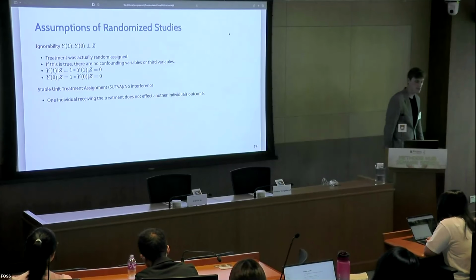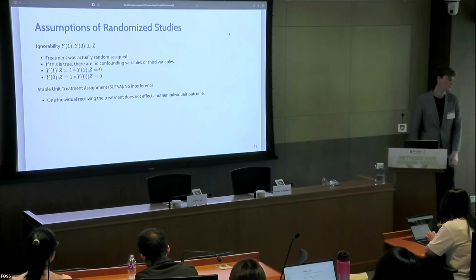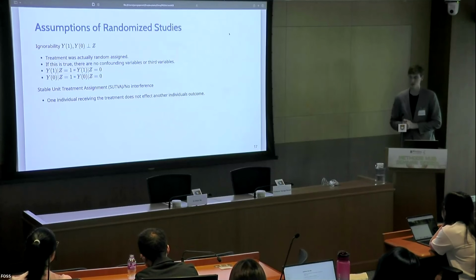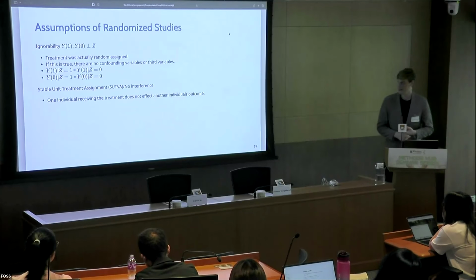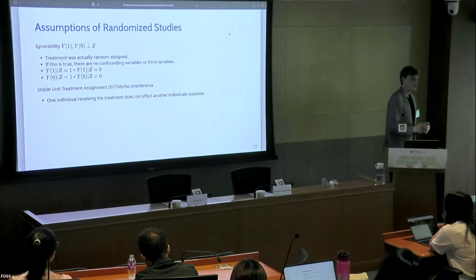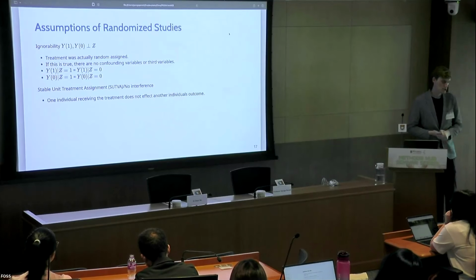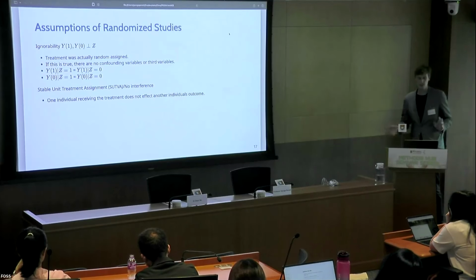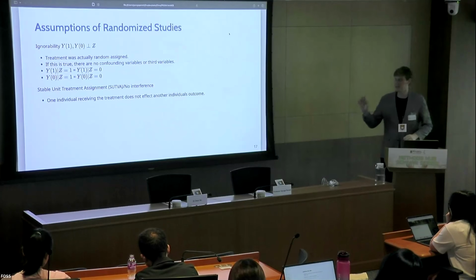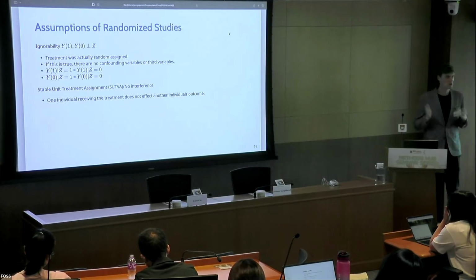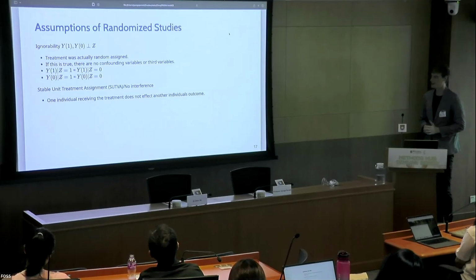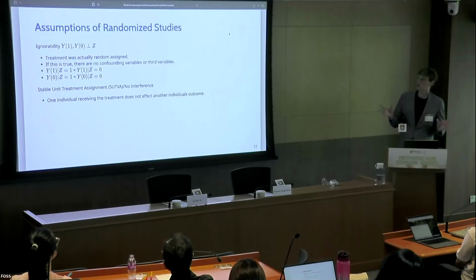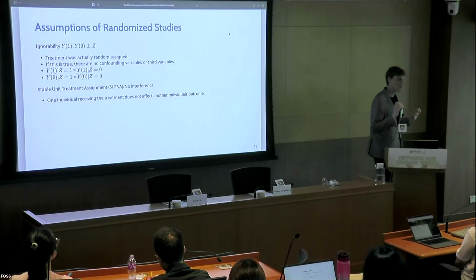Now, randomized studies, they're not assumption-free. We make a few assumptions in order to use this design and any models within it. The most important is called the ignorability assumption. What the ignorability assumption means is that y1 and y0 have to be independent of z. Now that sounds very fancy, probably like if you've taken a course in probability, you might know what this means. But if you don't, think of it as we're assuming that the random assignment was actually random.